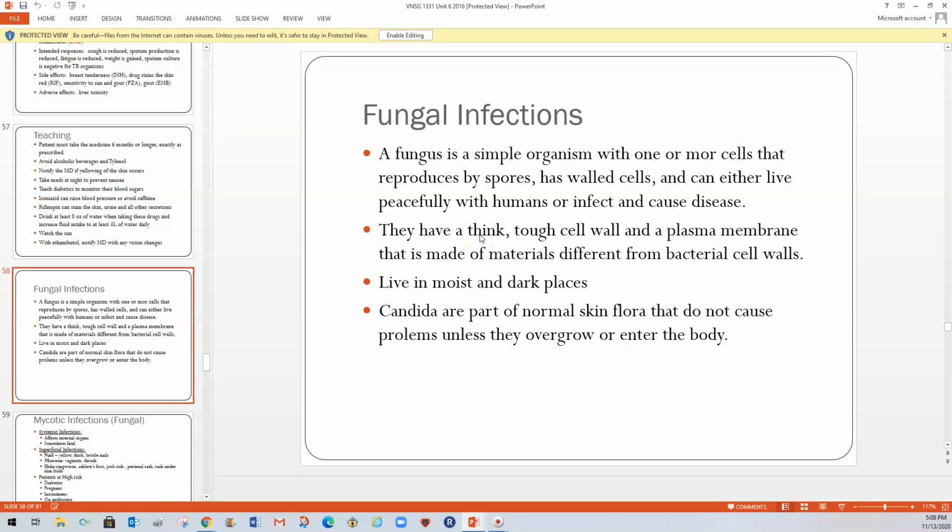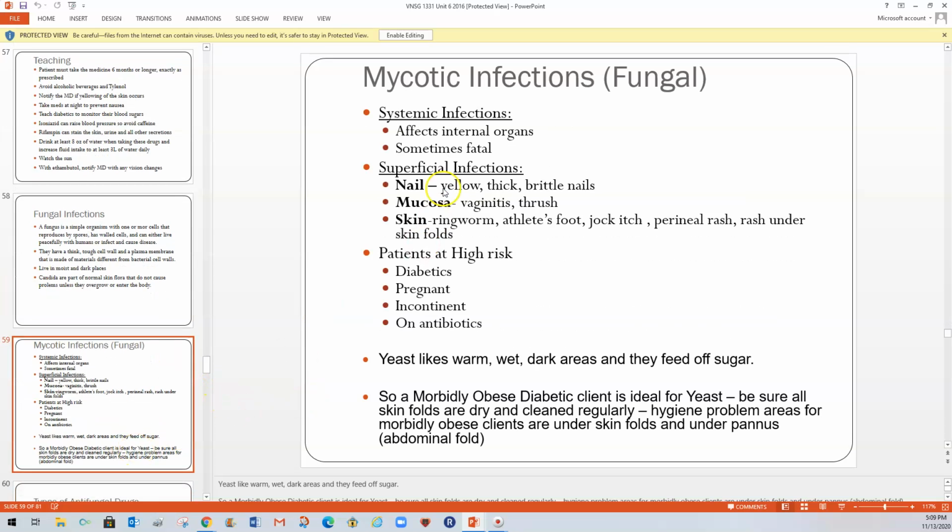A fungal infection is a simple organism with one or more cells that reproduce by spores. So fungus is a spore. It has walled cells and can either live peacefully with humans or infect and cause disease. They have a thick, tough cell wall and a plasma membrane that is made of materials different from bacterial cell walls. They live in moist, dark places. Candida are part of the normal flora that do not cause problems unless they overgrow or enter the body.